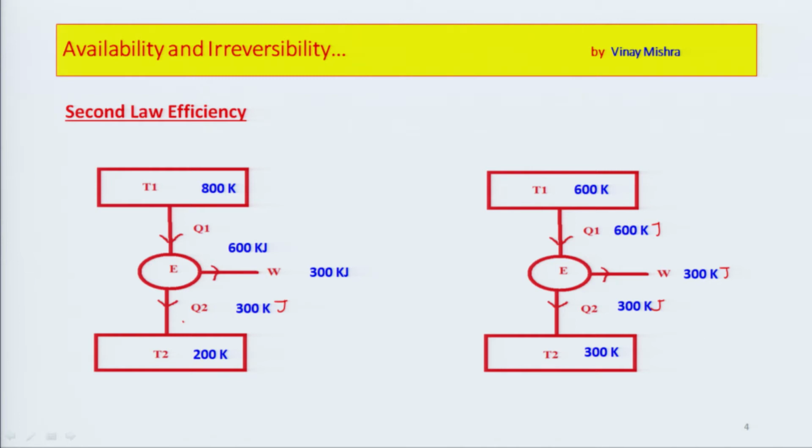Now, say this one is engine A, this one is engine B. Now, if we simply calculate the thermal efficiency of this engine, that must be equal to the ratio of the output, what we are getting from the system itself, and the input, what we give to the system itself, that is equal to Q1. That means, for this the thermal efficiency equal to 300 divided by 600, 50%.